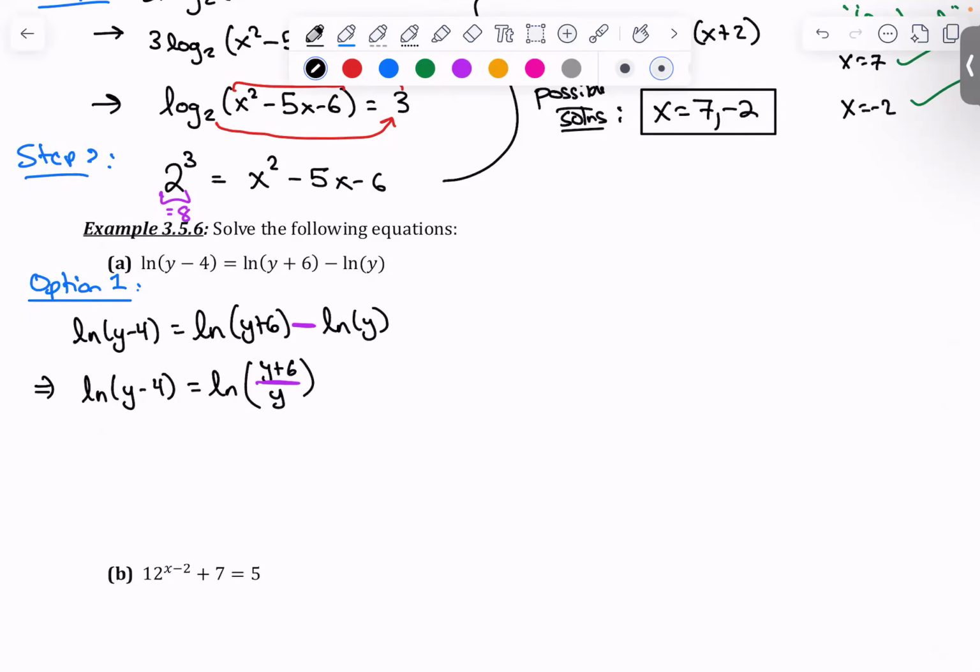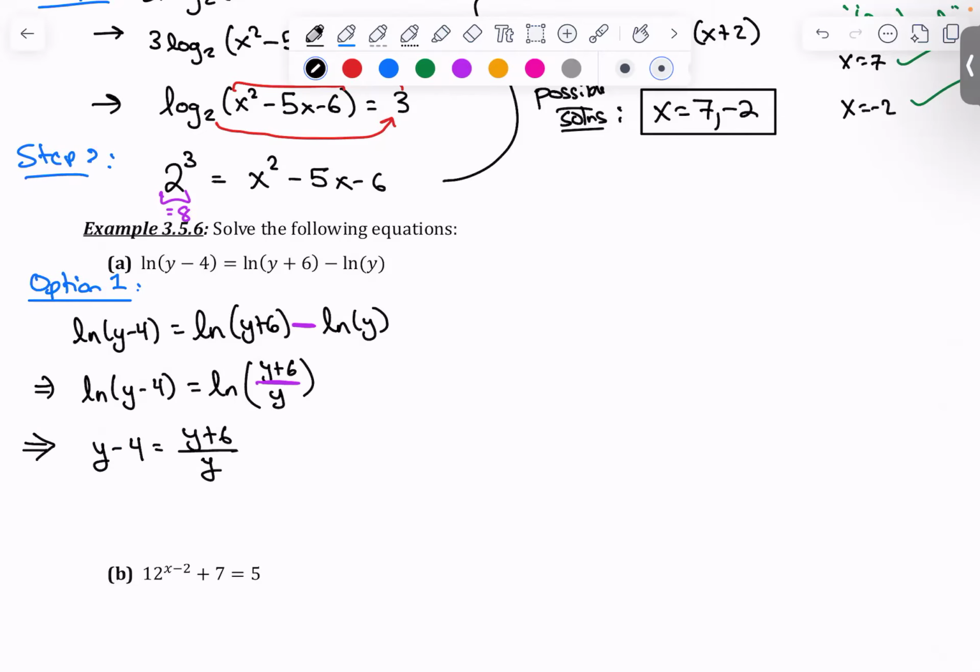And if we do that, now we have natural log of something equals natural log of something else. So we're in form A, where we have two logarithms equal to each other. That means that their insides are equal to each other. That means that y minus 4 is equal to y plus 6 over y. Now that's a rational equation.